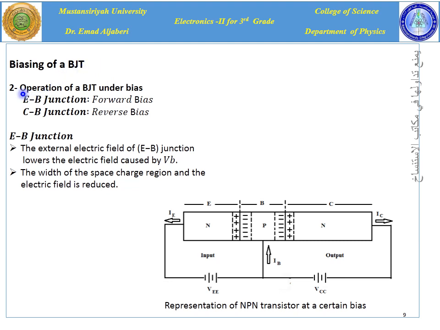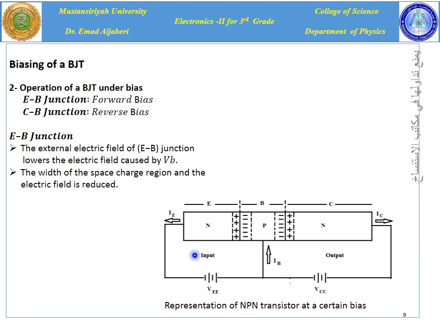In the second case, the transistor is connected to external voltages. The EB junction should be forward biased and the CB junction should be reverse biased. As you can see in this figure, NPN transistor, the input circuit is the EB junction and the output circuit is the BC junction. Here the emitter, which is N-type, is connected to the negative terminal. That means it is in forward bias. Whereas here the collector, which is also N-type, is connected to the positive terminal. That means it is in reverse bias.